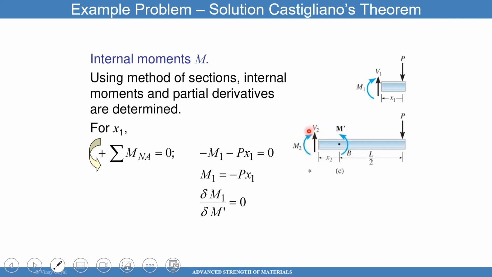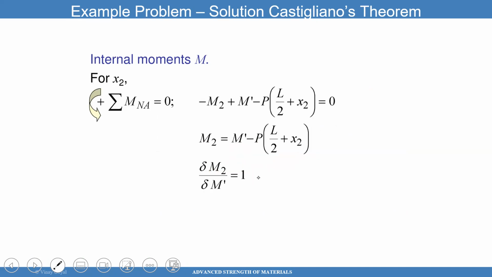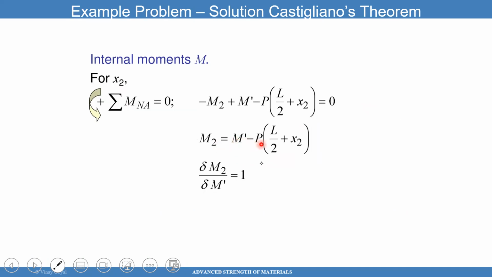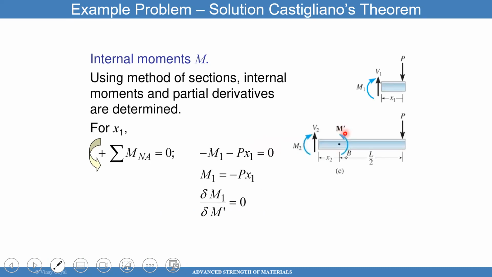So I cut here, did a cut there. The cut there gives you this moment. For M1, you get P times X1. For this one here, when you cut there, you get a moment 2 of M prime minus P times (L over 2 plus X2), where M prime is a fake moment we applied.